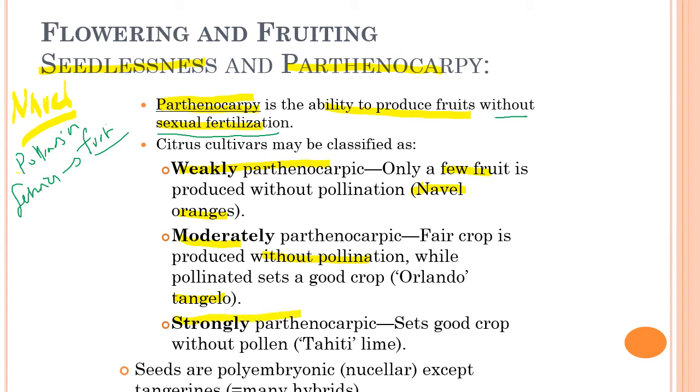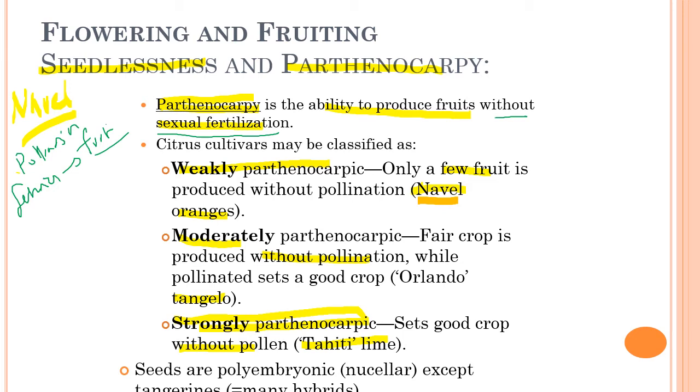There is strongly parthenocarpic. That means without pollination, they will set fruit. And a good example is Tahiti lime or Brazilian lime. The one you see in the market now in Oman, that is Tahiti lime. So they don't really need any kind of pollination. Whereas if you have navel orange, you have to have pollination. Otherwise, you have very few fruits.